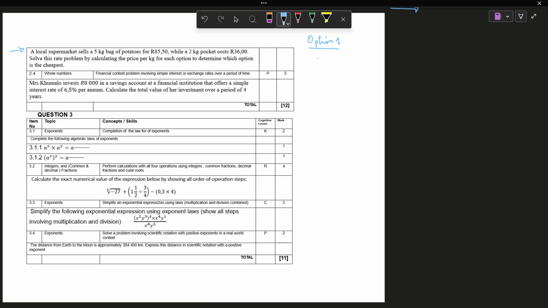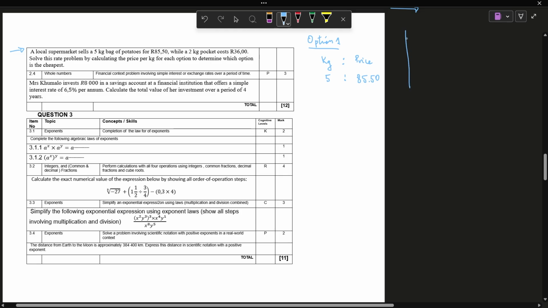So we can express, so these are ratio problems again. So what are we comparing in the ratio? Here we've got the kilograms versus the price in rand. So they say in option 1, when you buy 5 kilograms, it's for what? For 85.50. Okay, that's option 1.